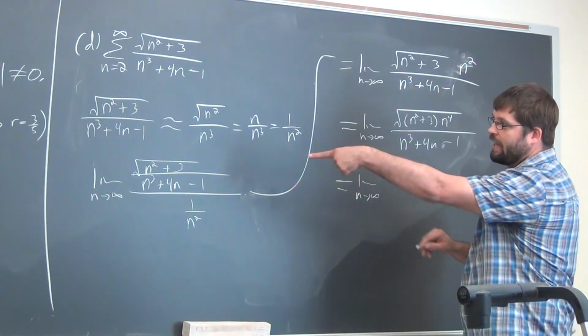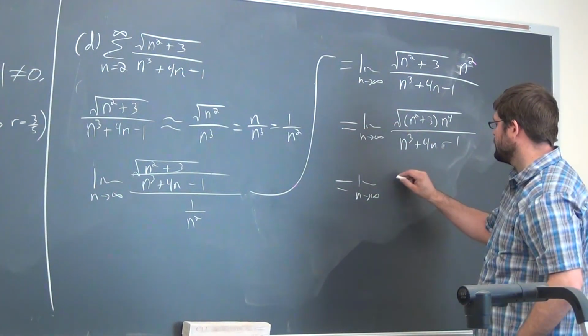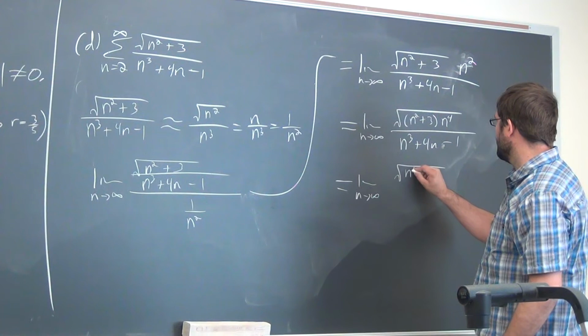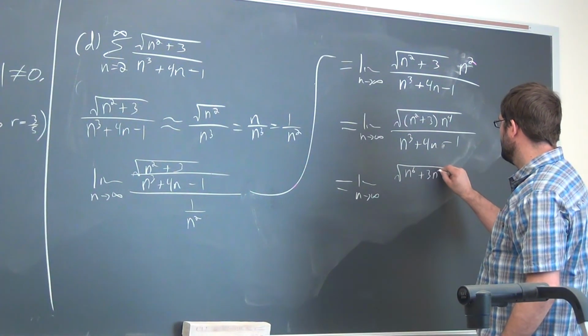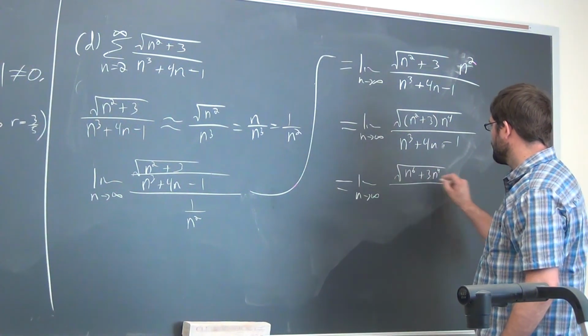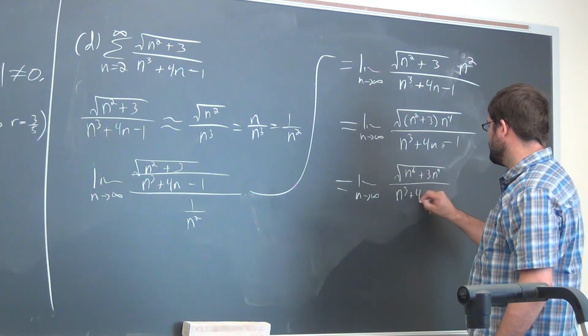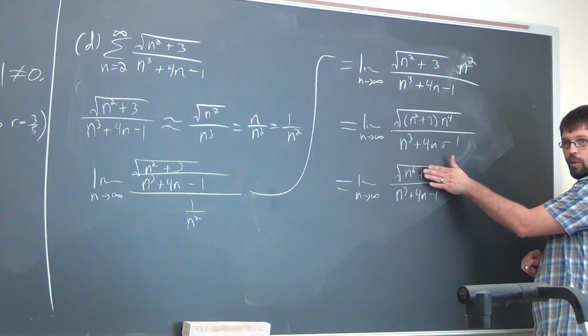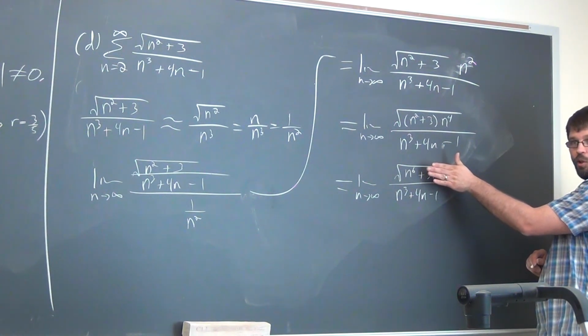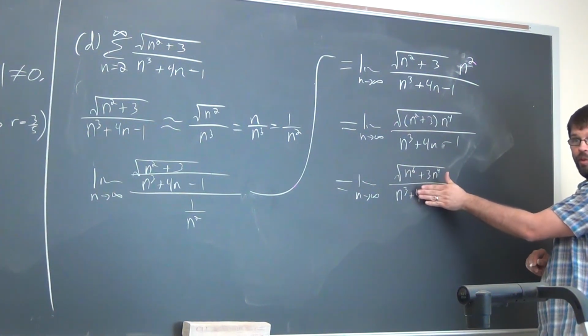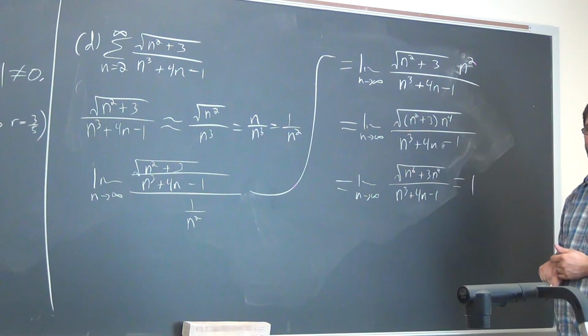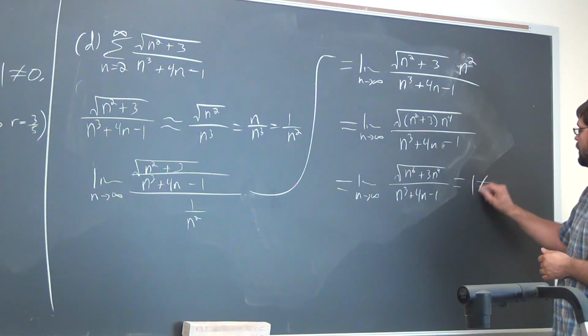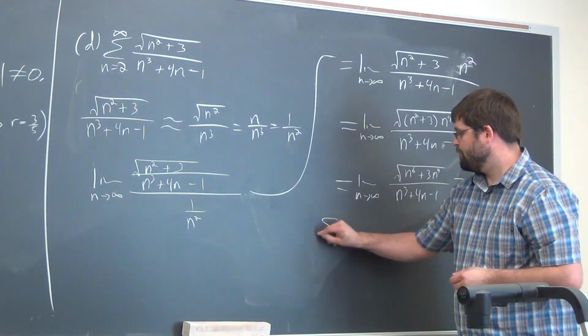And now I guess we're back to that same point of reasoning this out. This is going to act like this. And now I think this is good enough. That's going to behave like the square root of n to the 6th, which is n cubed. That's going to behave like n cubed, and so the whole thing will go to 1. That makes sense? Again, not zero.